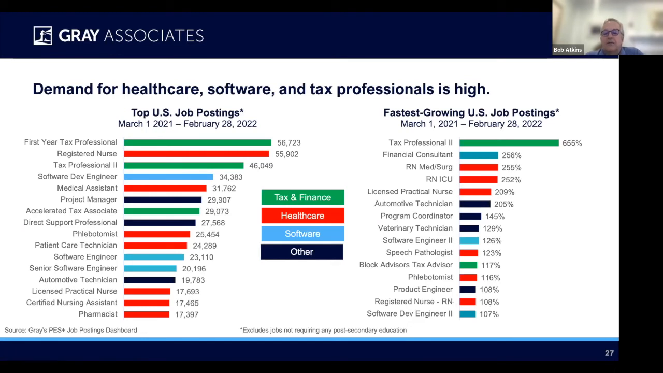So it is literally true that people are desperate. When we look at this, the number of job postings here, you're looking at a very substantial portion of the entire nursing population that's now open for hire. So interestingly, auto techs over here at 205% growth.